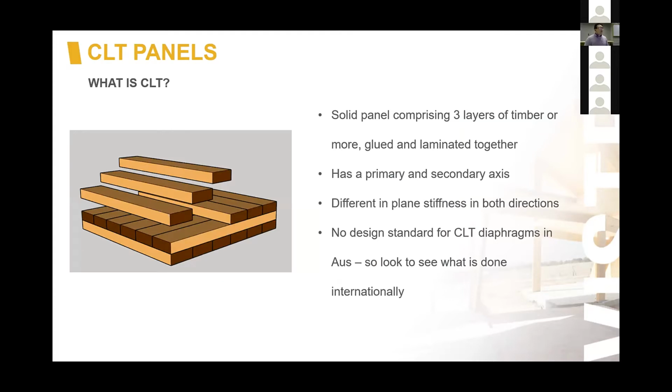So what is CLT? Very quickly, CLT is a solid panel comprising at least 3 layers of timber glued and laminated together. It has a primary and a secondary direction, so it has different in-plane stiffness in both axes. There is no design standard in Australia for CLT, so we really need to look internationally at what they do there and how they go about designing it. The predominant outer fibres run in the primary direction, and the internal fibres run in the secondary direction.